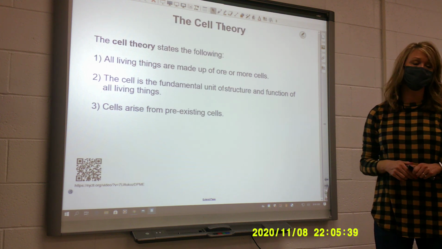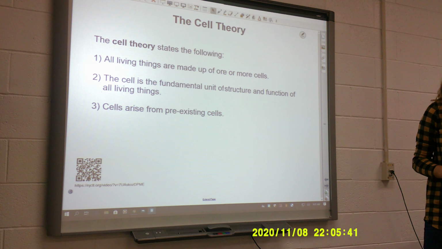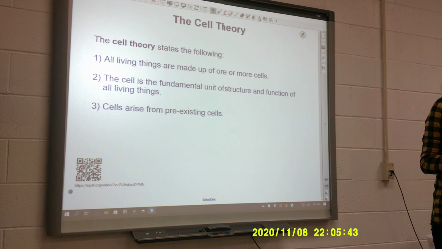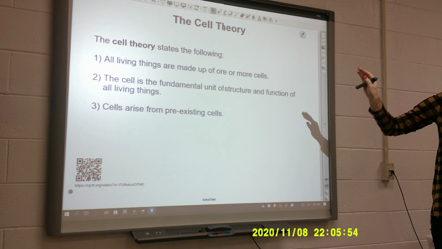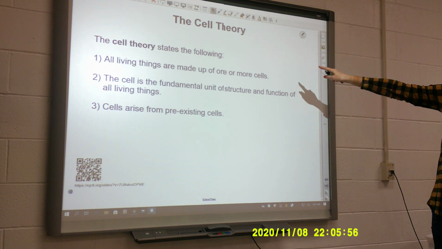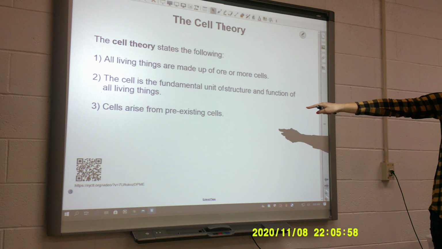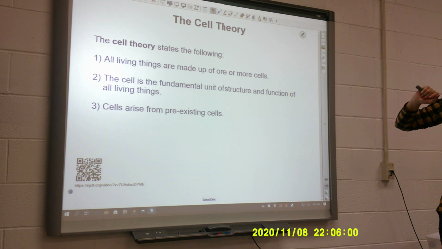And the cell theory. We talked about the cell theory last year. All living things are made of one or more cells. Cells are the fundamental unit of structure and function of all living things. Cells arise from other cells. Every living thing is made out of cells. They're the basic unit of all living things, and cells only come from other cells.